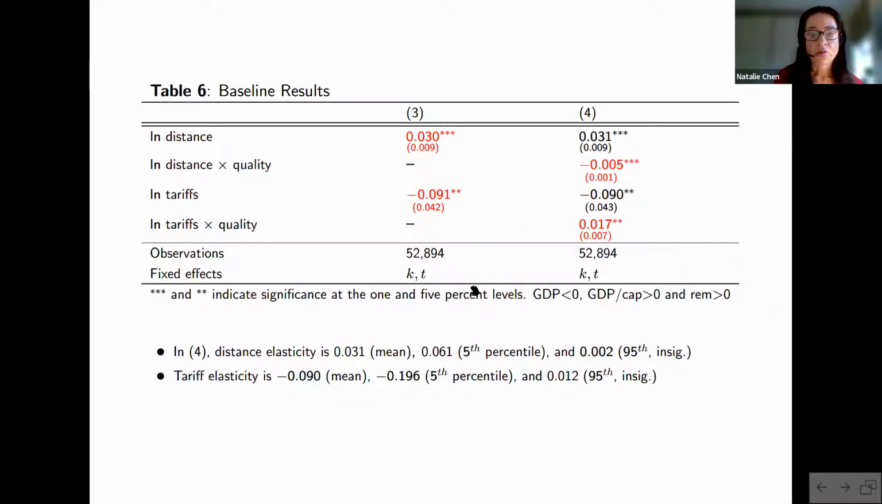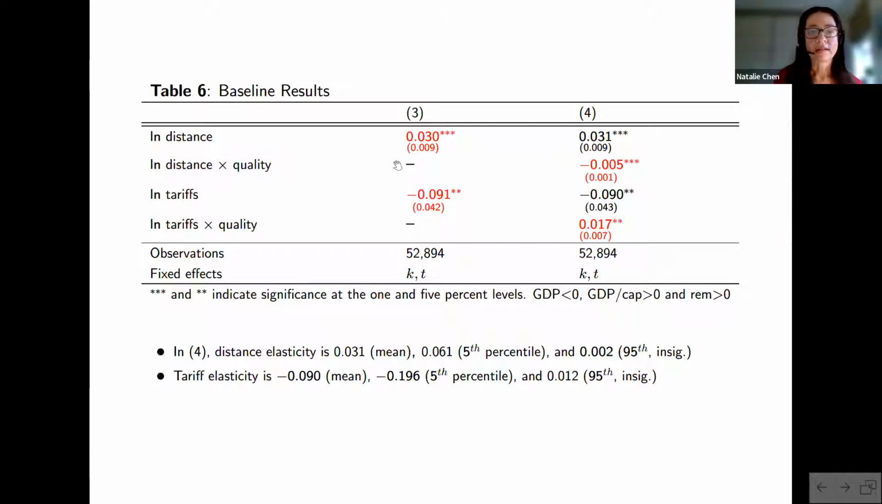So let me show you a few results. There are fewer results here than what we have in the paper. Those are the main results. What we do is to regress unit values on distance and tariffs. If we do not include the interaction terms with quality, we can see what is the average effect of bilateral distance and tariffs on markups.